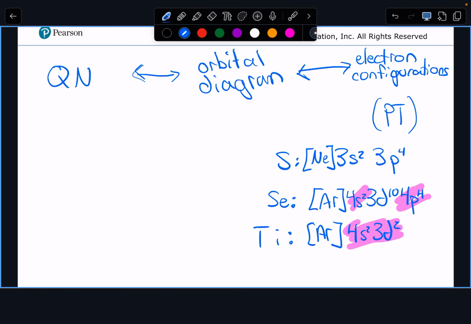Okay, if we wanted the full electron configuration, we would need to do that row by row thing where we say 1s2, 2s2, 2p6, and then the rest of the valence electrons. So we could do that as well. 1s2, 2s2, 2p6, 3s2, 3p4.